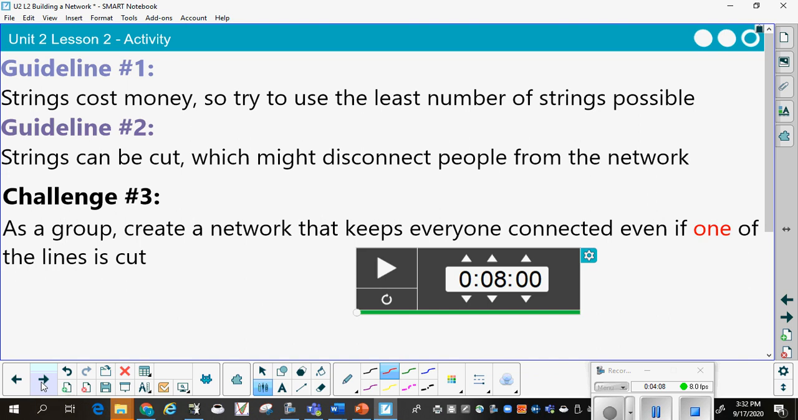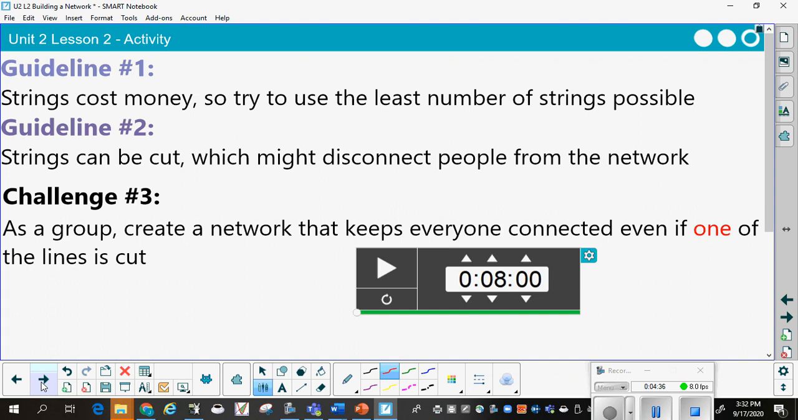But now here's the next wrinkle. Strings cost money, so we need to use the least number of strings possible. Guideline 2, a string can be cut, which might disconnect people from the network. So now, I'll give you 8 minutes on this one because this is a little bit harder. You have to keep both Guideline 1 and Guideline 2 in mind. And then you want to create a network that keeps everyone connected, even if one of the lines is cut.